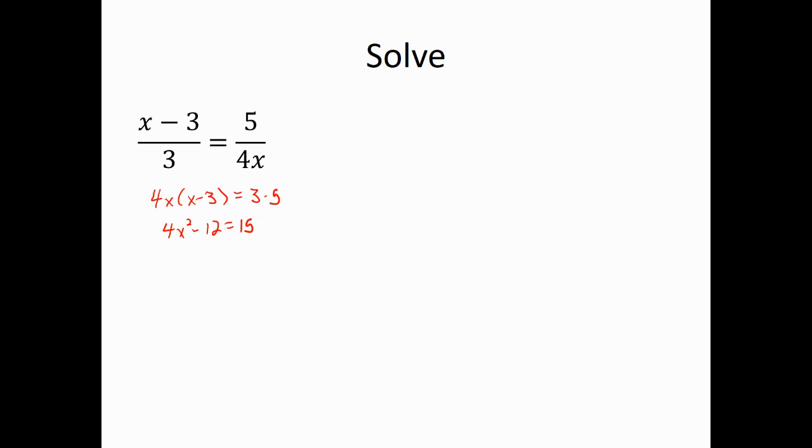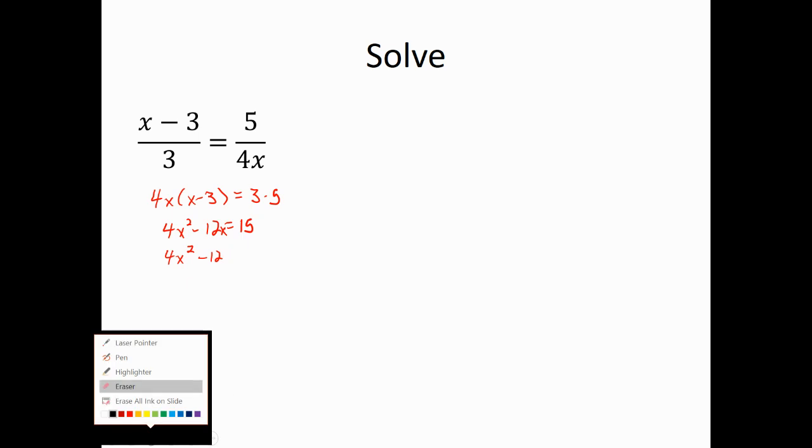Okay, so we have 4x squared minus 12x is equal to 15. And you remember how to solve these, right? I'll just get you set up on this. We would write this quadratic in standard form. So it's 4x squared minus 12x minus 15 equals 0.